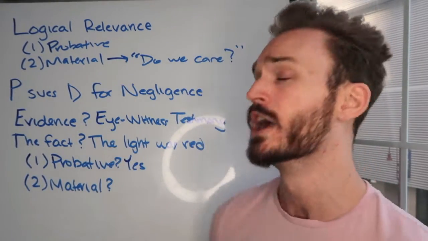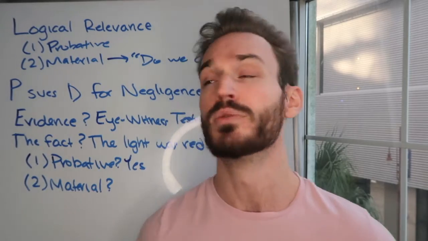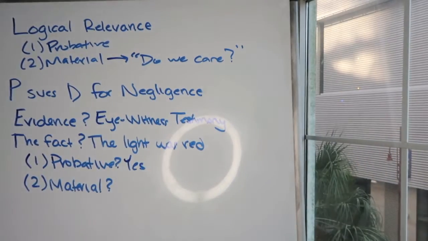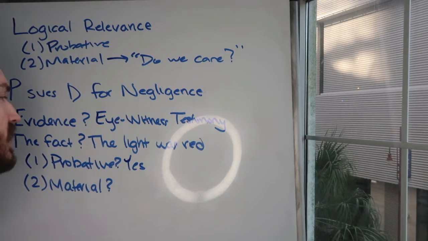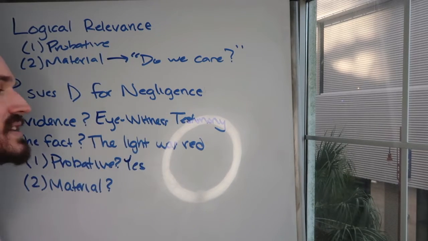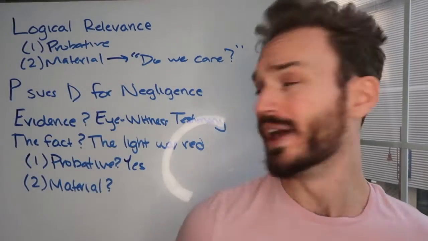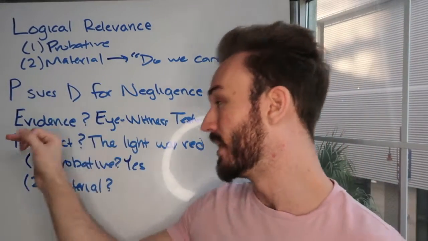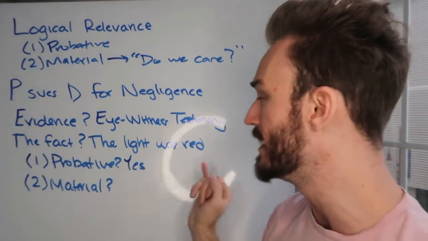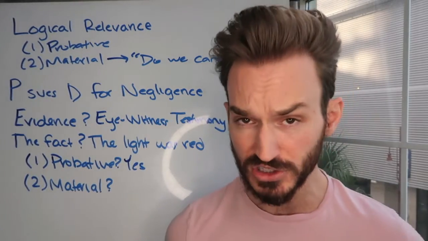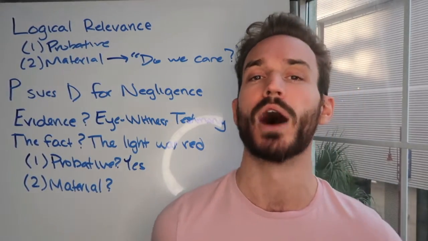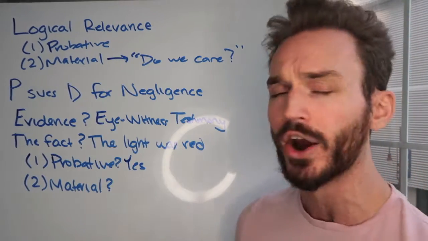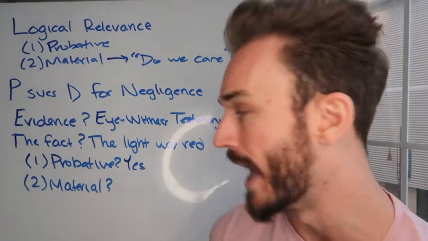So that has a very strong tendency to prove the fact that the light was red. So we say it is probative. The next question is going to be, is this eyewitness testimony material? Is this fact, that the light was red, of consequence in determining the outcome of the action? Do we care if the light was red?